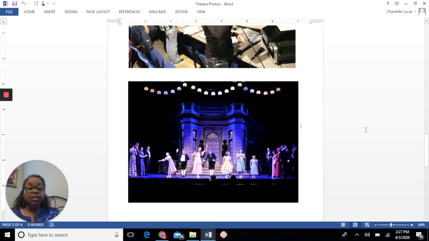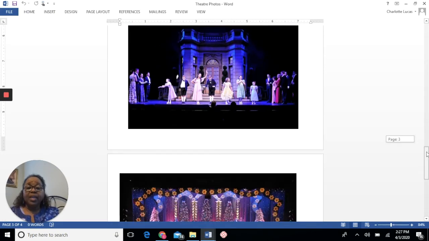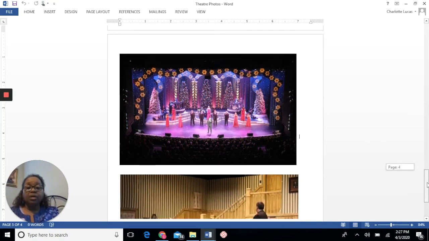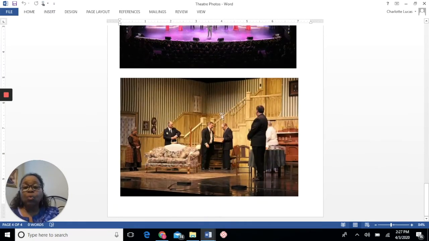There are props that are used, and the props are designed to let you know the time and the place of where the story is happening. Also, this is a great example of actors on the stage with props: the chairs, the couch, the tables, even the setting design, the steps, the fact that it looks as if they're in a house. All of that is done on the stage for you to have a wonderful experience when you go to see a play.